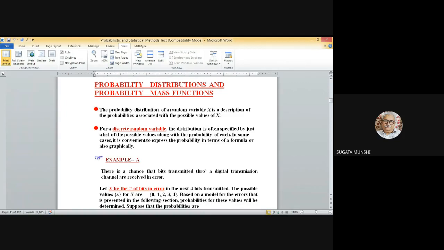So next we introduce what are known as probability distributions. Probability distributions give a description of the probabilities associated with the different values that the random variable can take on. This description is called a probability distribution. It can be given in a narrative fashion, in the form of a table, or it can also be represented graphically.